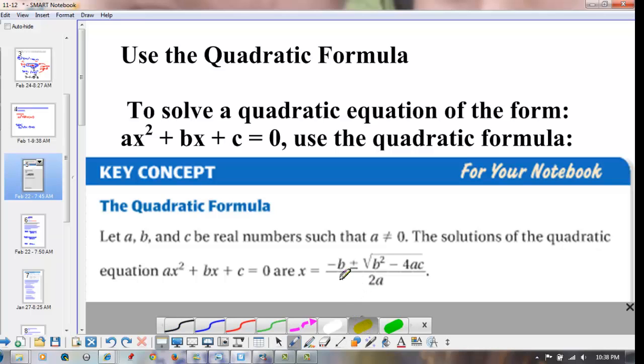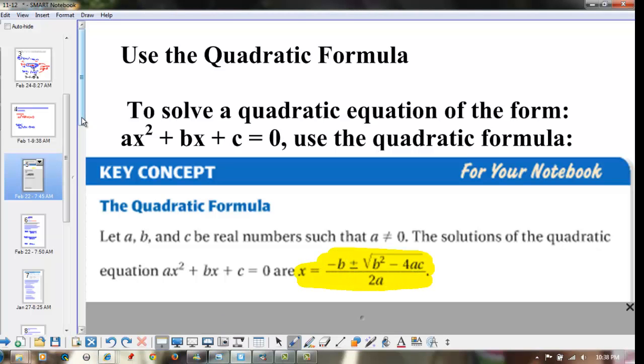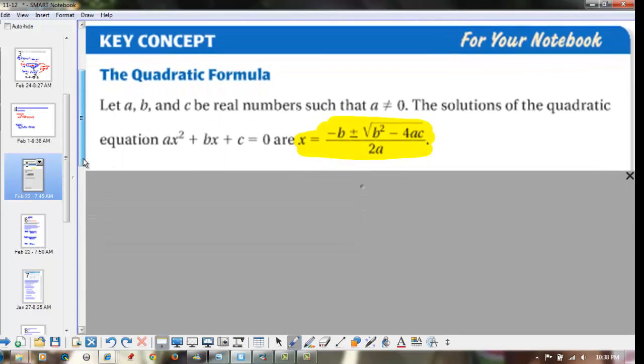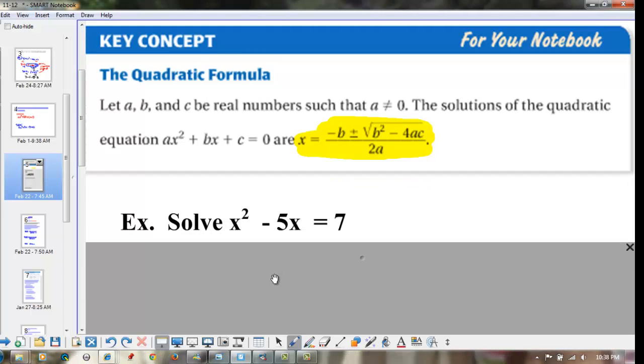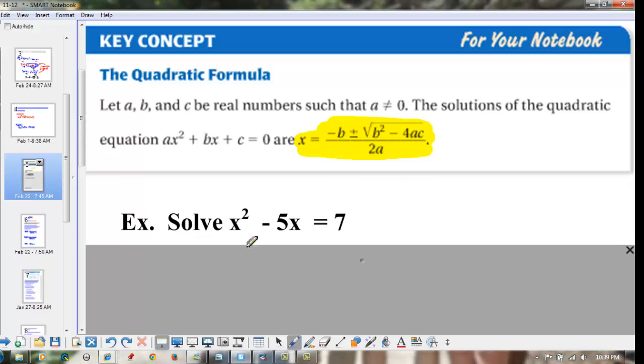If a, b, and c are real numbers, as long as a is not equal to 0, the solutions of your quadratic equation are going to be x equals negative b plus or minus the square root of b squared minus 4ac all over 2a. Let's take a look at a sample problem.